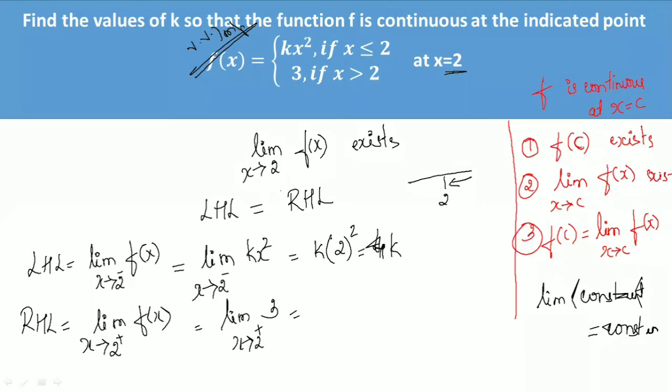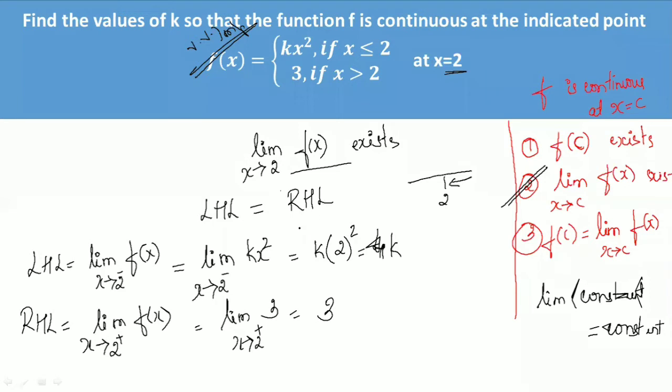So here, what will be my limit then? It is equal to 3. Okay, fine. So I have got my left hand limit and right hand limit. Since the limit exists, left hand limit should be equal to right hand limit. The limit exists because the function is continuous. If it is continuous, it should satisfy all the 3 conditions, specifically the second condition.